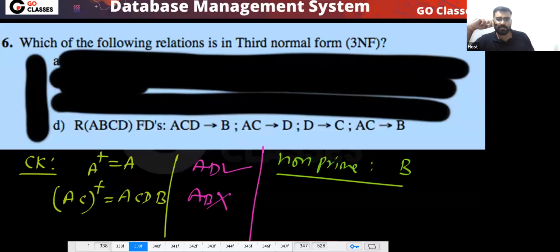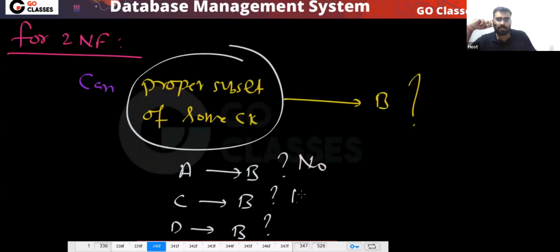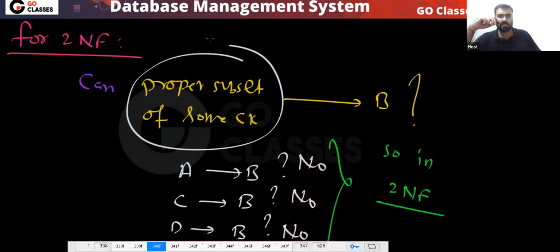Can A determine B? No. Can C determine B? No. Can D determine B? No. So what does it mean? It means there is no violation. So the relation is in 2NF.